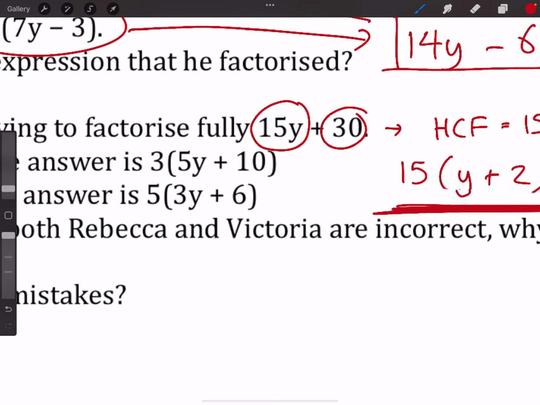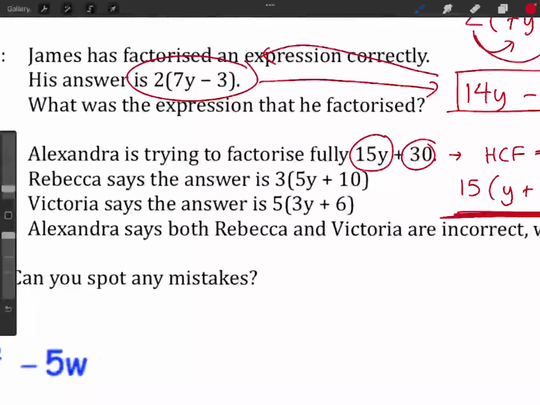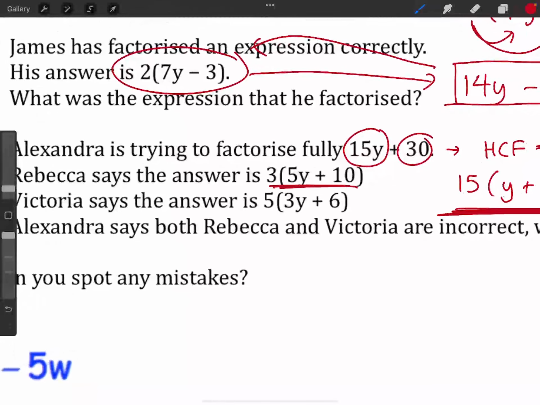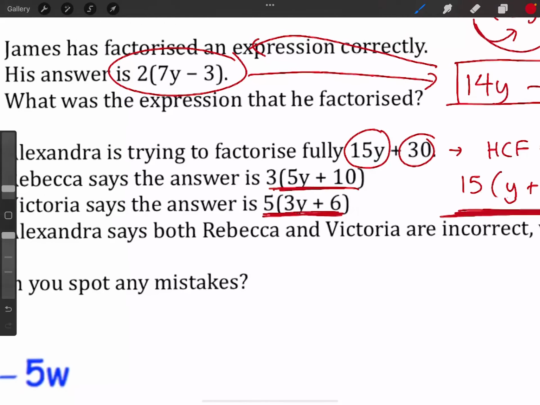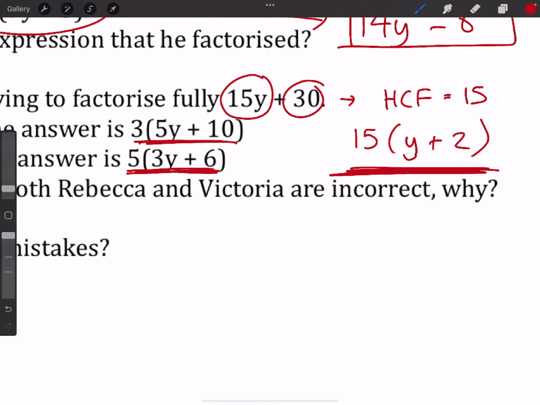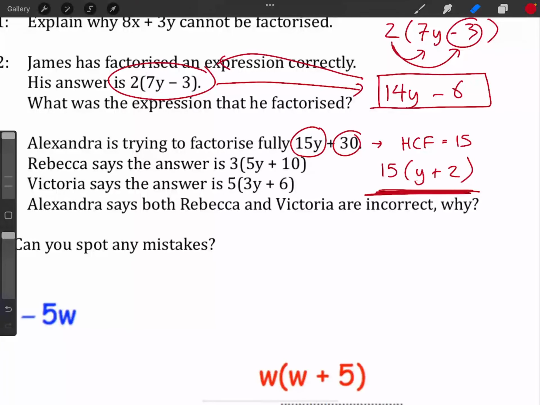But Rebecca got this one and Victoria got this one. So they didn't fully factorize it. You can factorize this further. You can bring out a 5 outside, and this one you can factorize and bring out a 3 outside. So they didn't fully factorize it, so both of the answers are incorrect.